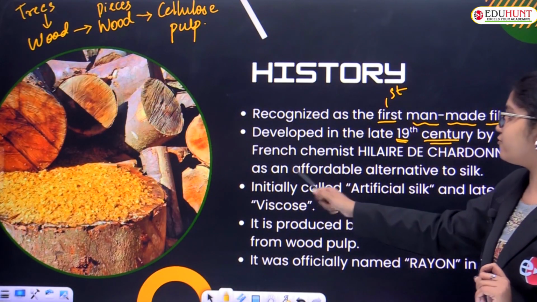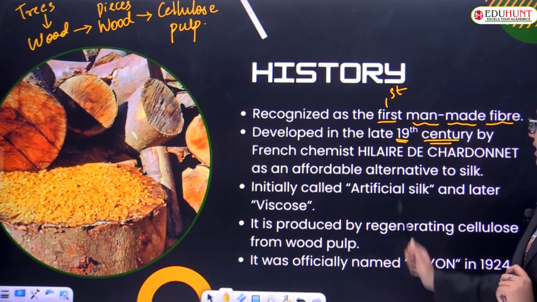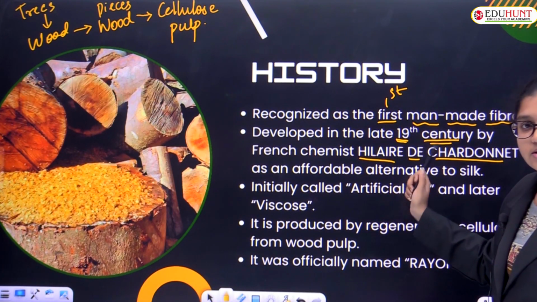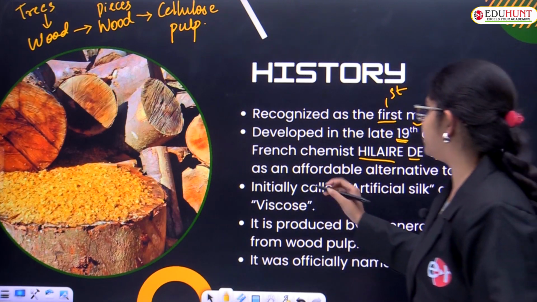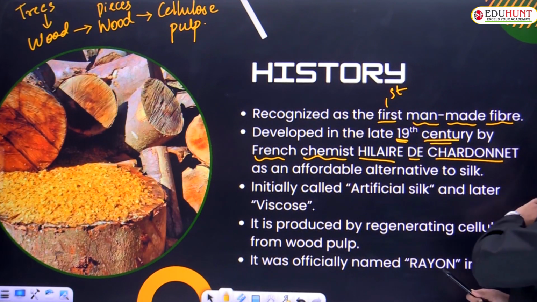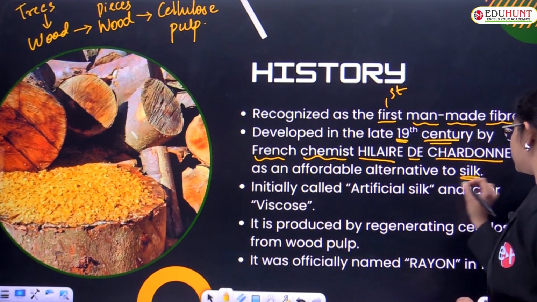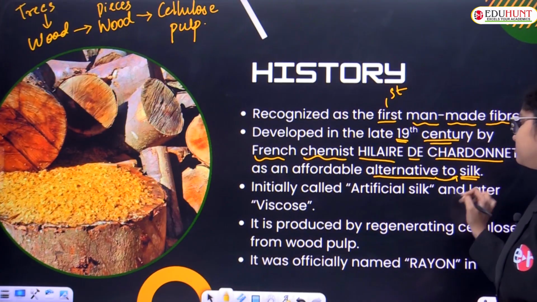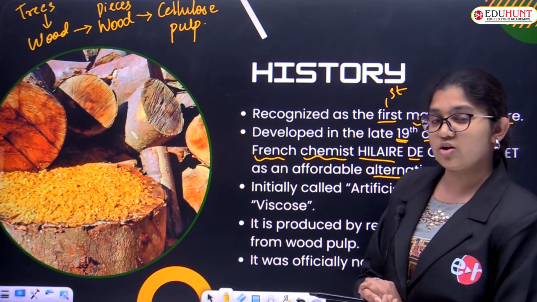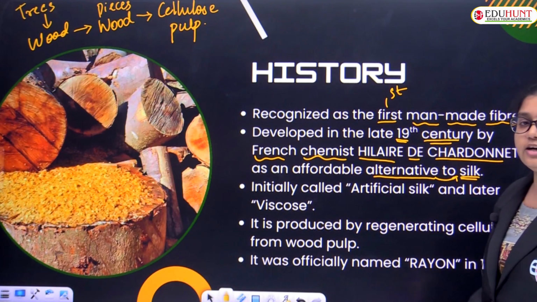By whom? By the French chemist Hilaire de Chardonnet. Okay, he is a scientist who discovered and developed it in the 19th century. Who is the French chemist over here? Hilaire de Chardonnet. And it was an affordable alternative to silk. We know silk is more costly and demand is high due to its high price, so this French chemist developed an alternative to silk.